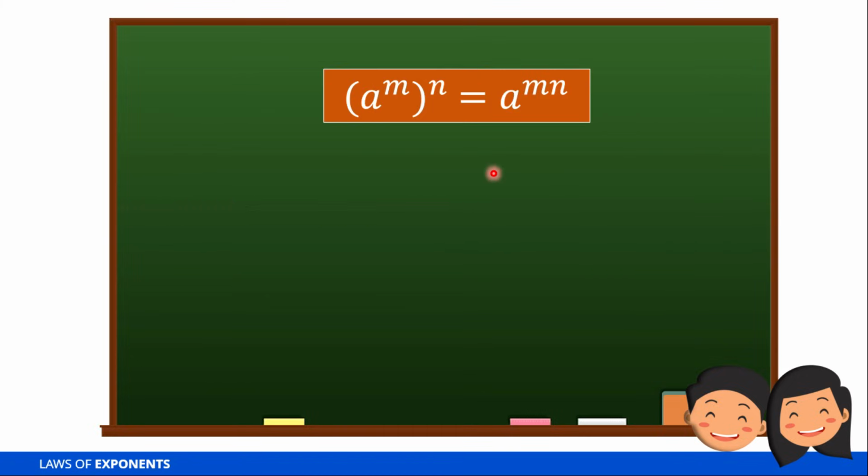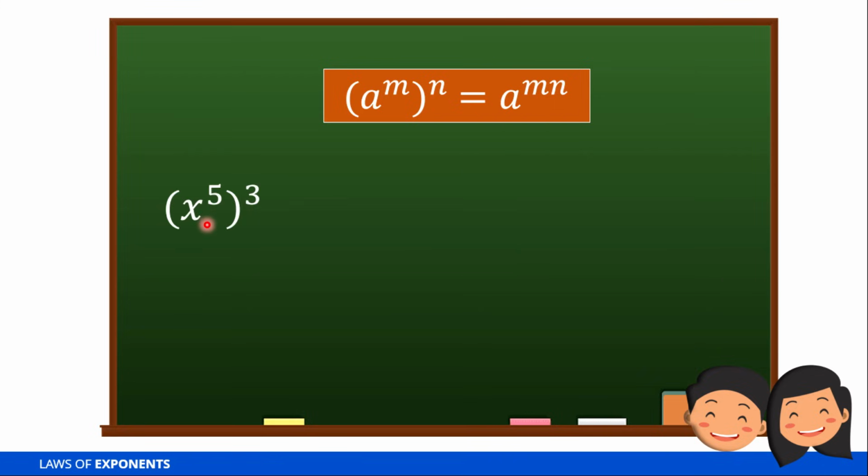Next rule. So, we have here a repeated multiplication of a number raised to a power. Kung makikita natin dito, iisa yung base natin which is a na may exponent na m. Okay? Na iniraise pa natin sa isa pang exponent which is n. So, kapag ganito ang ating expression, ang gagawin natin sa exponents ay i-multiply natin. Okay? So, let's have some examples.